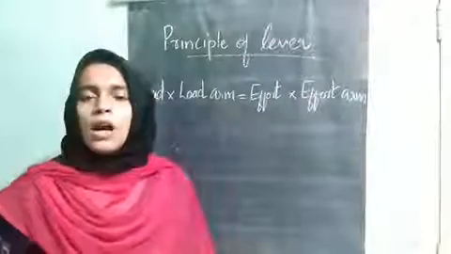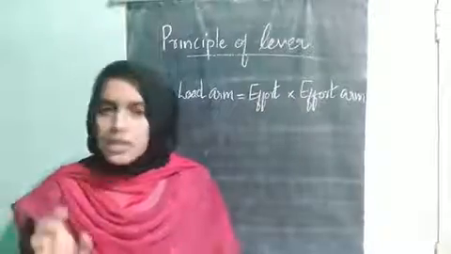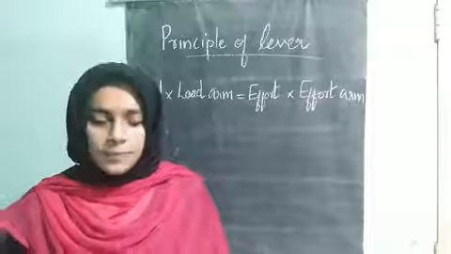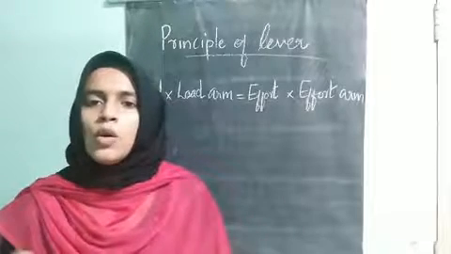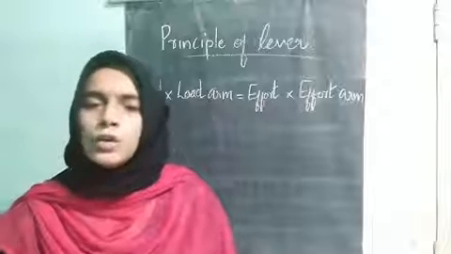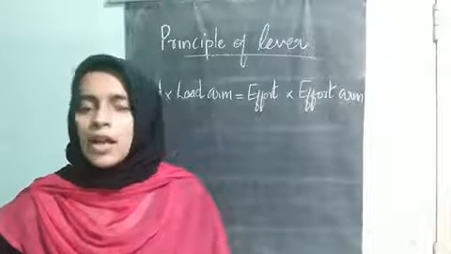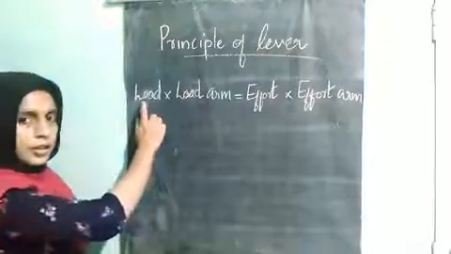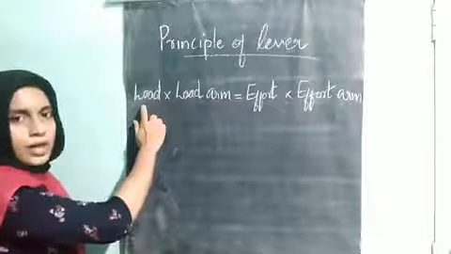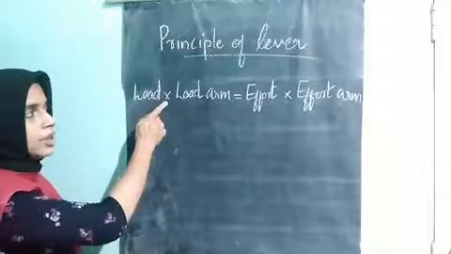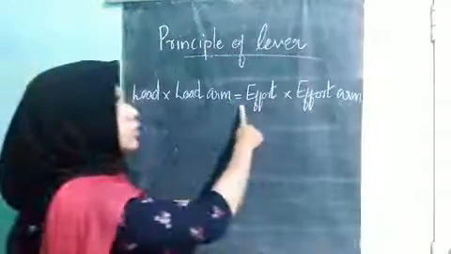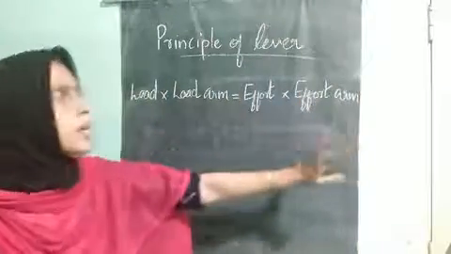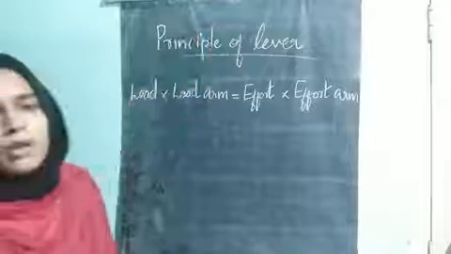Principle of lever. How a lever works. There is an equation. A lever works on a principle that at equilibrium, the product of load and load arm is equal to the product of effort and effort arm. That we can write as an equation. Product, you know what a product is? Product means you have to multiply. So, load into load arm is equal to effort into effort arm. That is the equation of the principle of lever.